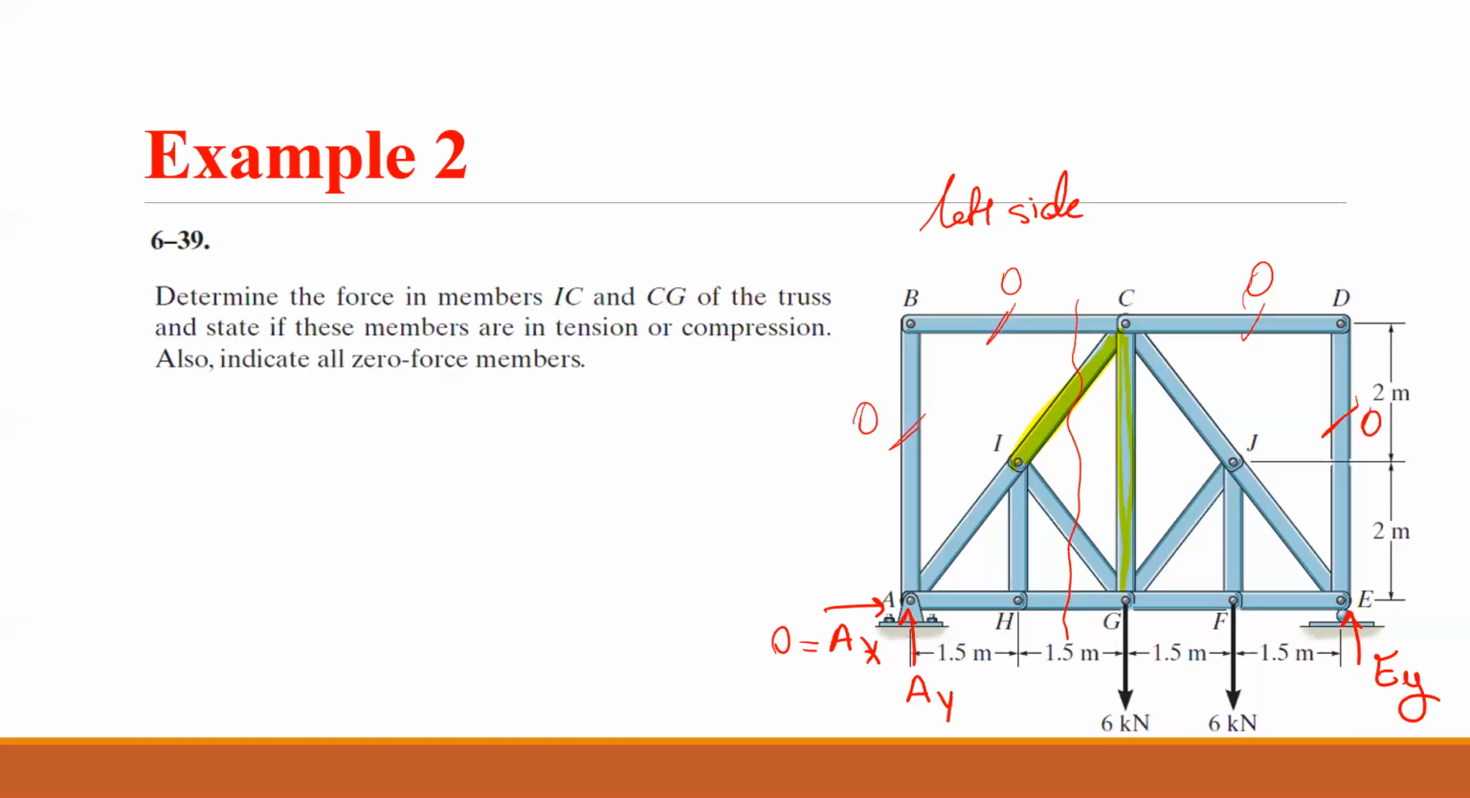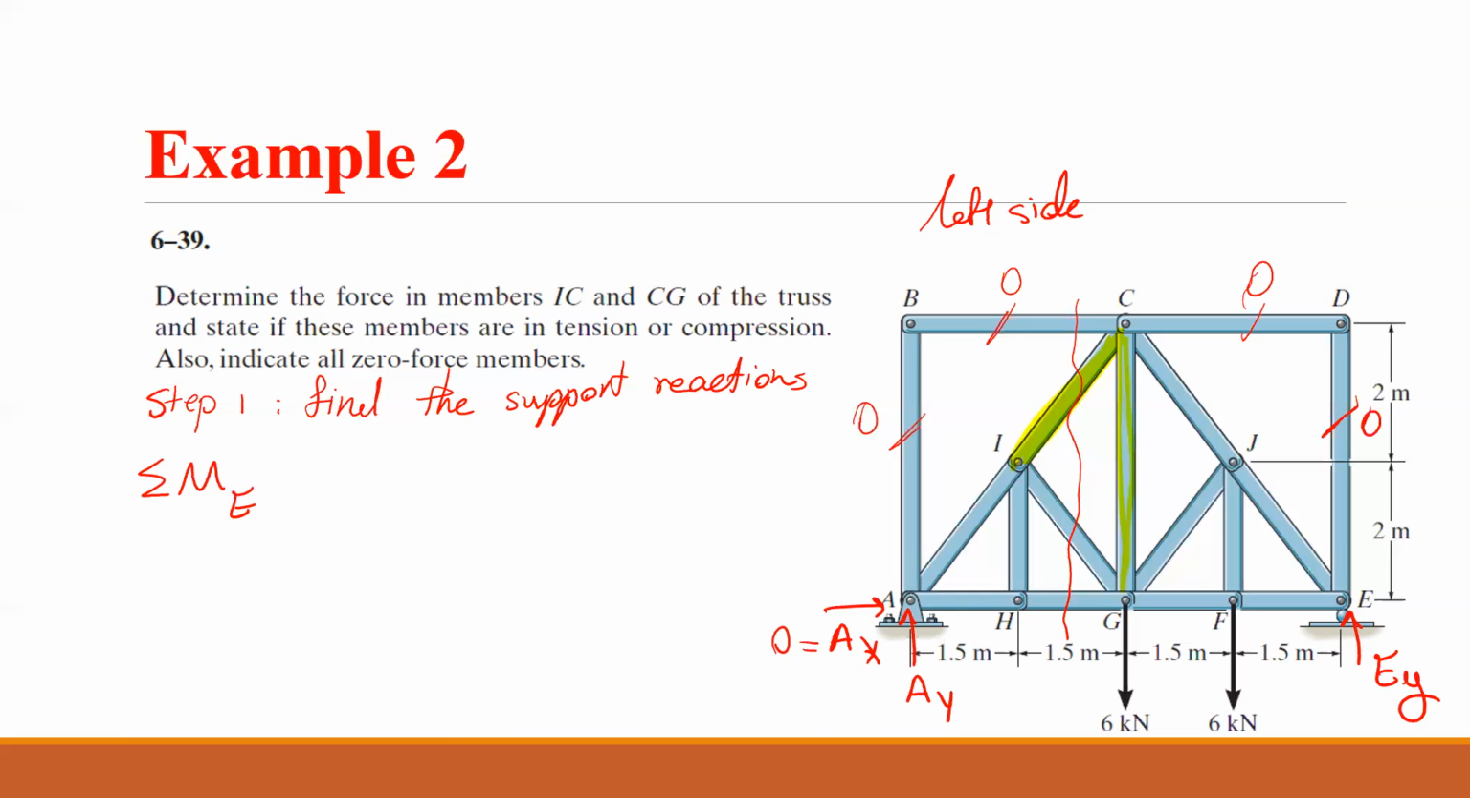How can I find AY? When we find the reaction, step one is finding the support reactions, right? Whenever we're finding support reactions, we need to consider the entire truss. So how can I find AY? Maybe if I take the moment about E, it's easy to find AY, right? So stop the video and find AY.